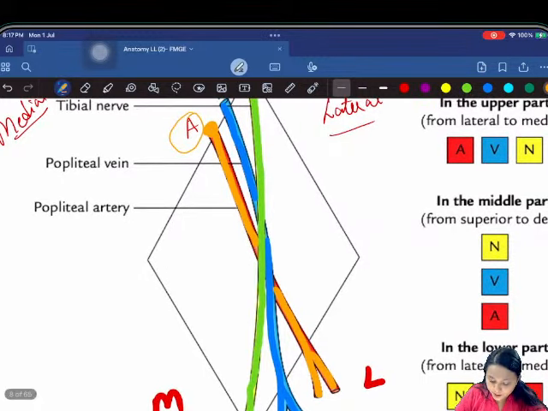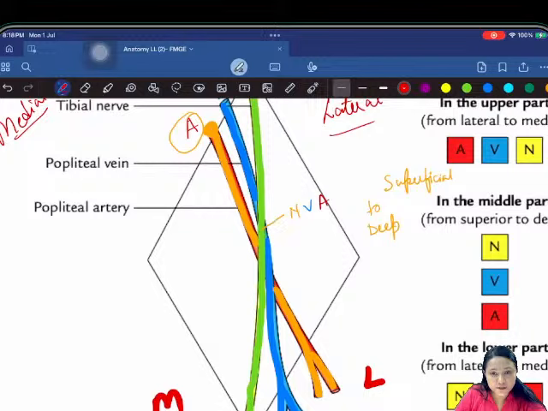In the central part, if you go from superficial to deep, now you can see that this green structure is a nerve. So superficially you will have the nerve, then you will have the vein, and then you will have the artery. So the artery is the deepest in the central part. Just think about the artery, it is the deepest in the central part.